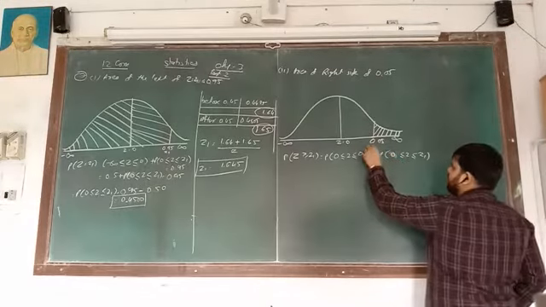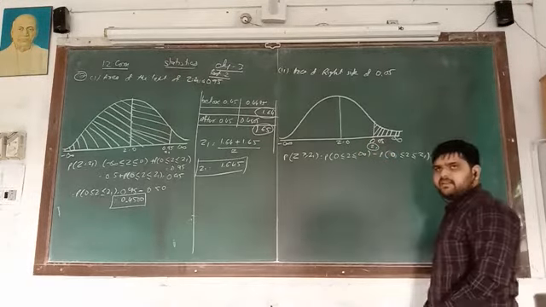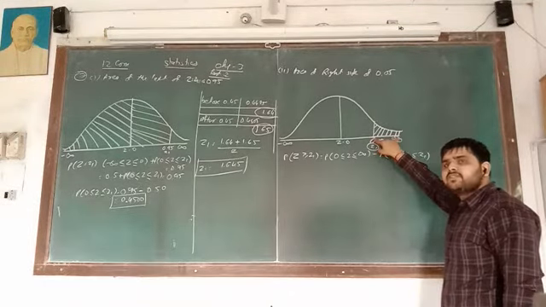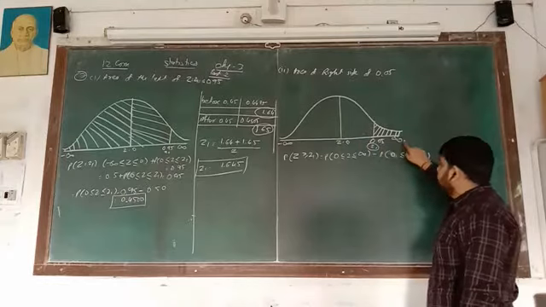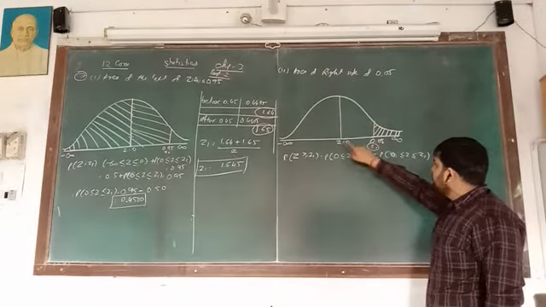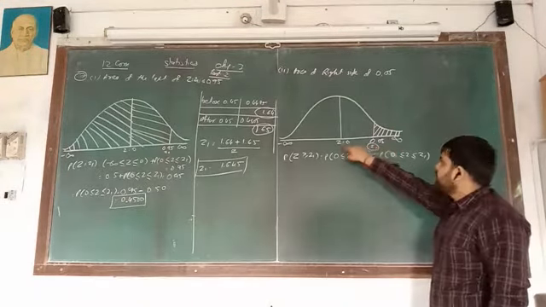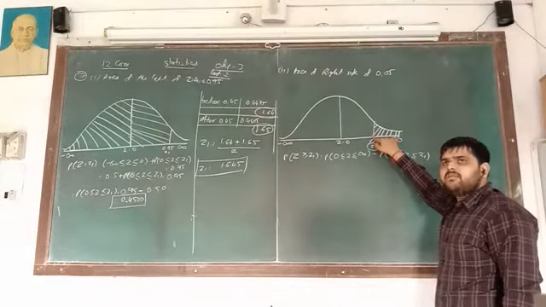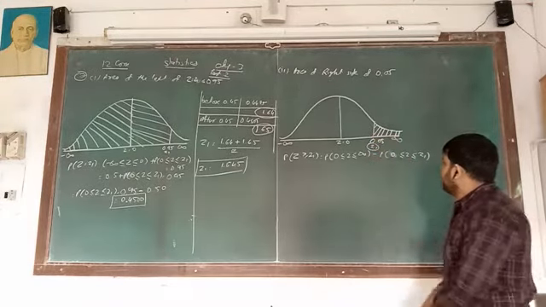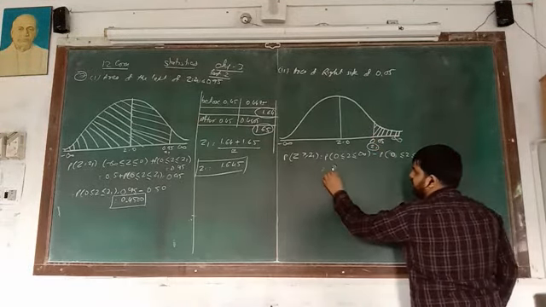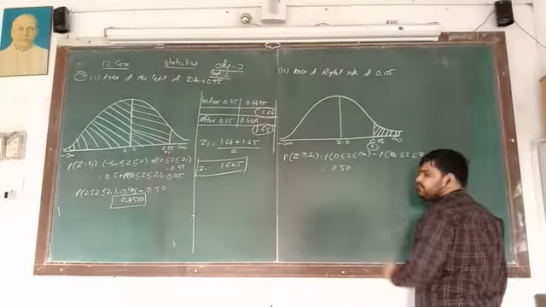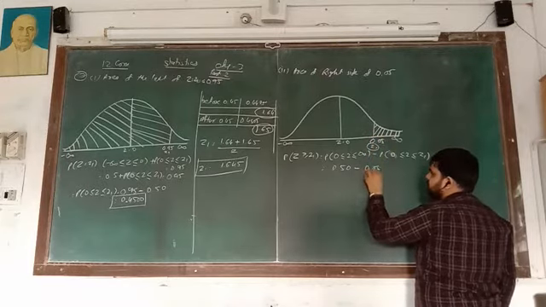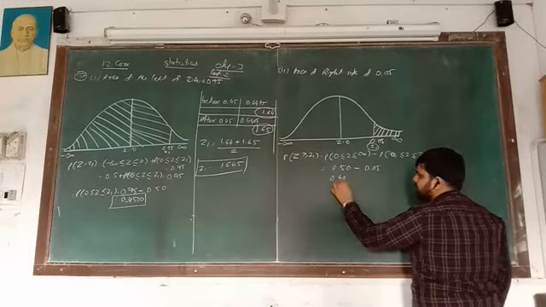As we know, we have to find Z1, so we have to find this portion. How can we find it? From 0 to plus infinity minus 0 to 0.05. From the whole portion, if we deduct this portion, we get the answer for our required portion. The value of this half portion is 0.5 minus the value of this, 0.05. So the answer will be 0.45.